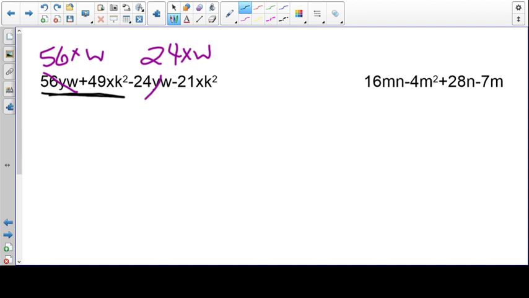Well, I know I can at least divide out a 7. But I can take more than just that 7. If you notice, I have xw and xk squared. So each term has an x in it. So when I take out the x, I will be left with 8w plus 49 divided by 7 gives me 7k squared.